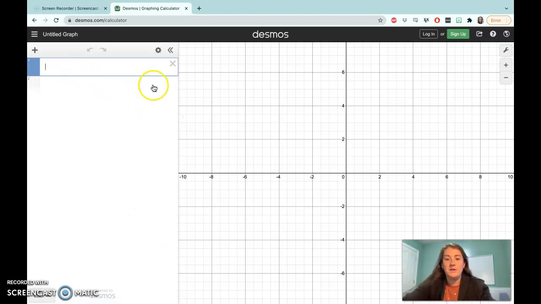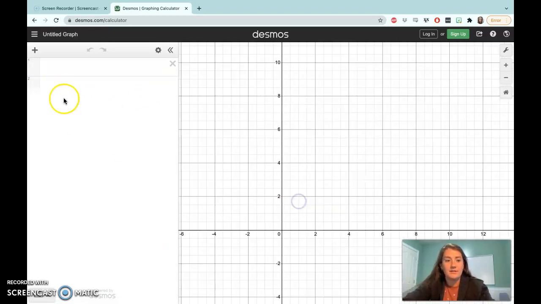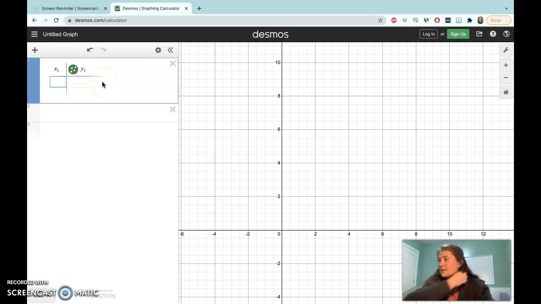And so on here, this doesn't really look like what I want it to look like, but I need to be able to put all those X and Y points. So I'm going to go to the plus up here in the top left, and I'm going to say to add a table. And now I can see my X's and my Y's. So I just need to put all my X's and all my Y's from this.